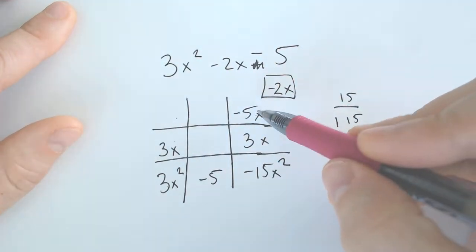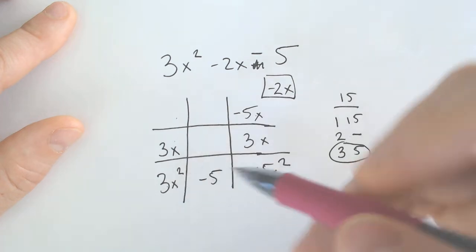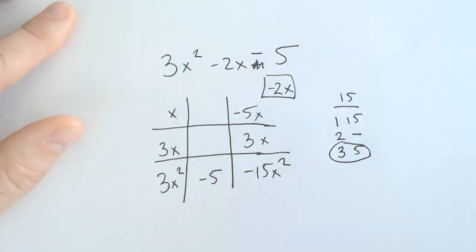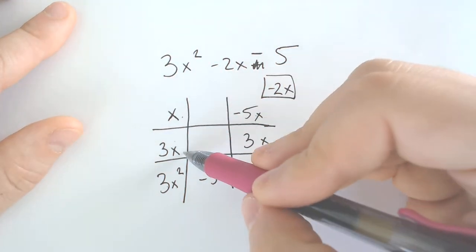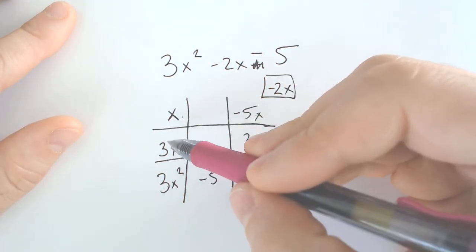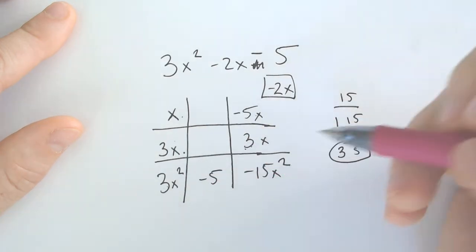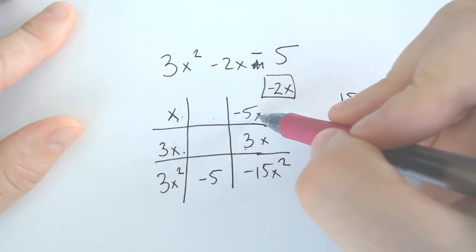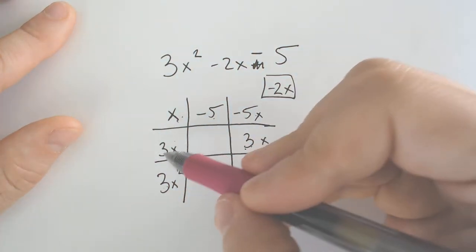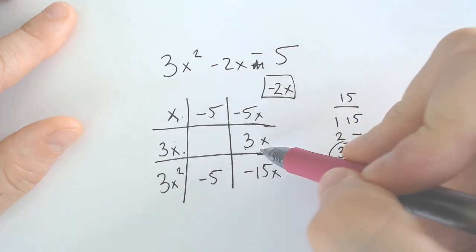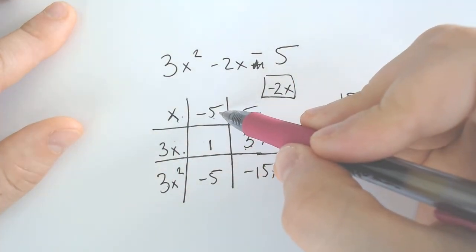But the greatest common factor between the negative 5x and the 3x squared is x. And x times 3x, which I already put the x there, makes the 3x squared, and the 3 belongs with the 3. So x times what makes negative 5x? That's pretty easy. Negative 5. 3x times what number equals 3x? 1.